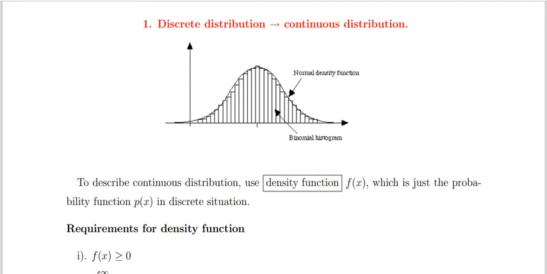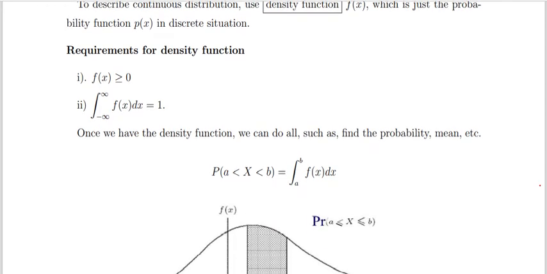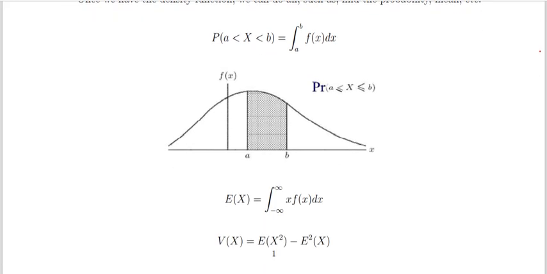For probability, we have two requirements. First, probability cannot be negative. The second one is all probabilities together should be 1. So here the integration of the density function f(x) is 1. If we want to find the probability between a and b, this becomes the integration from a to b of the density function, right?